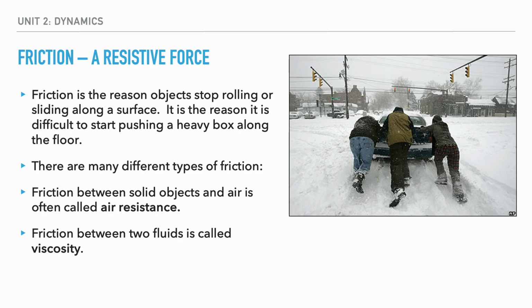Air resistance is the friction between solid objects and air, and sometimes we neglect air resistance, and there's a reason for that. And friction between two fluids is called viscosity. When we think of viscosity, think of regular water. It has a low viscosity. If you think of honey or oil, it has a higher viscosity than water. So it's thick. It doesn't flow very well. So that's what viscosity is. But basically, the type of friction we're going to be using is air resistance and the friction along objects being pushed.